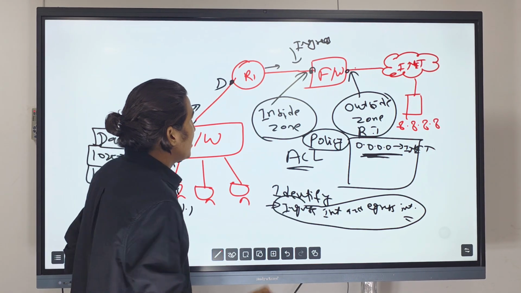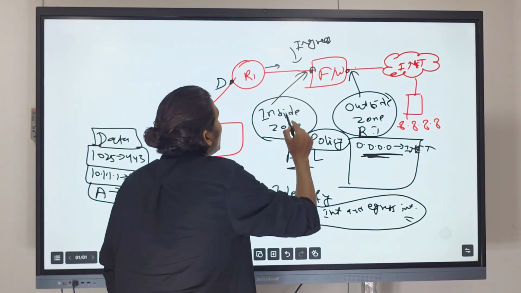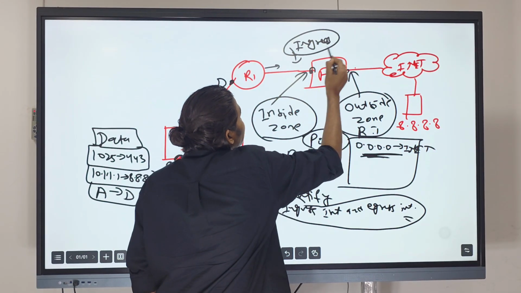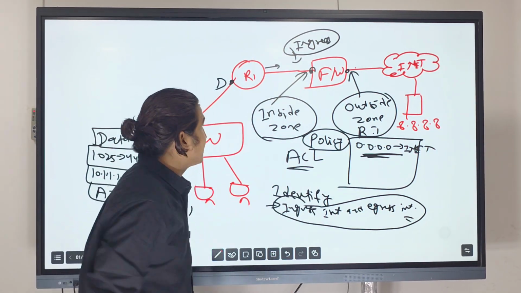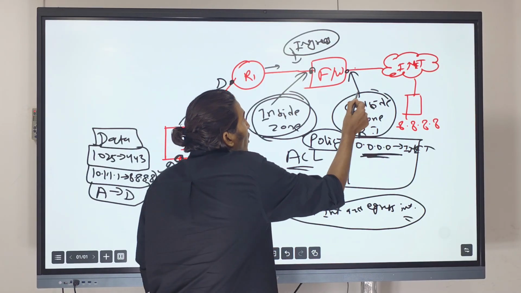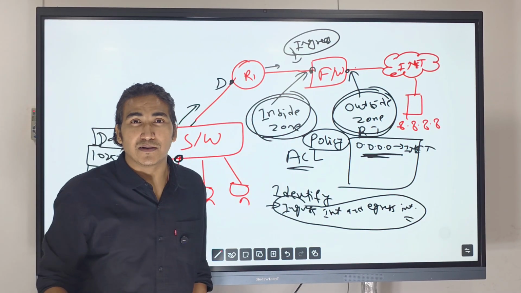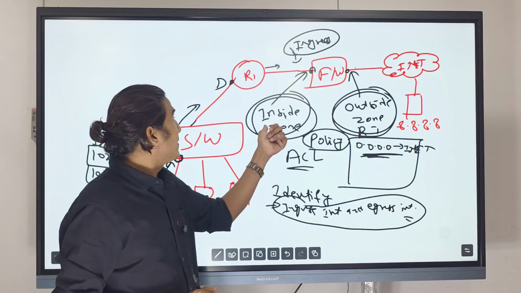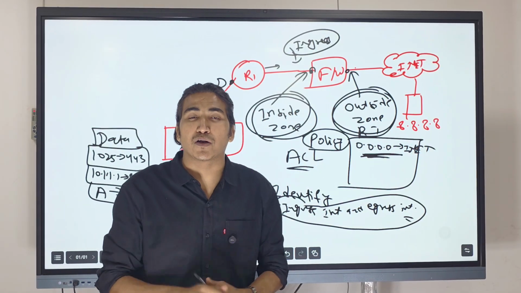Right? Means the firewall now knows the traffic wants to go from the ingress interface to the egress interface, means inside zone to outside zone. Let me check the policy: is traffic from inside zone to outside zone allowed or not?